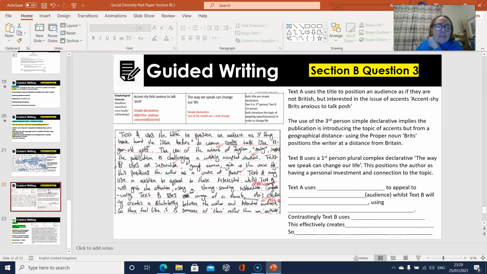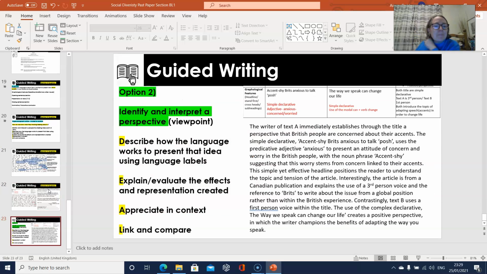So by the end of today's lesson, I would love you to have that paragraph complete and to do one of your own following this method.